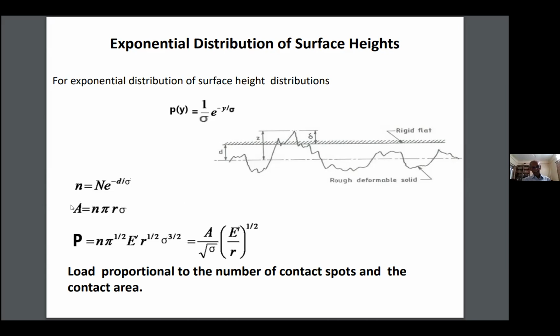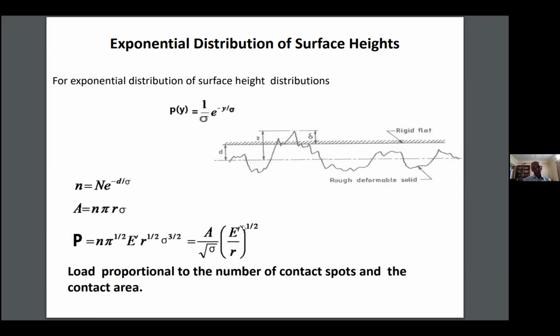There is a very interesting conclusion about this. I'll come to that later on. And the load is n pi half E dash R half sigma to the power 3 by 2. Now combining this A and P equation, we can write P as A by root sigma, E dash by R to the power half. Now this is a very important derivation.